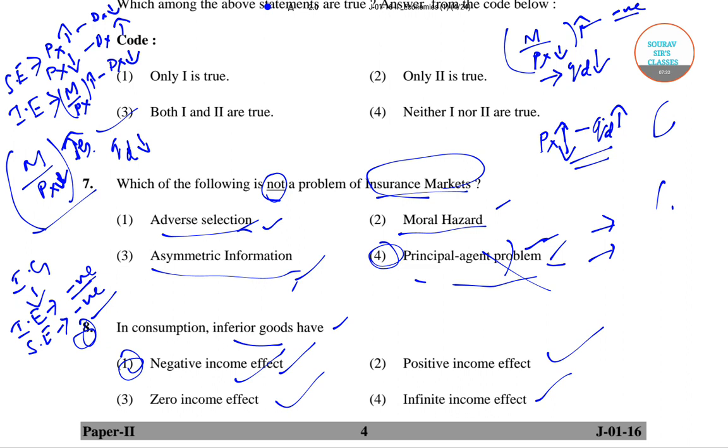However, the negative income effect of inferior goods may not be as powerful as the negative substitution effect. So in such cases, negative substitution effect would dominate the income effect. Accordingly, quantity demanded should increase with a fall in price and decrease with a rise in price even when the commodity happens to be inferior. So we need not be bothered about all these things. We just need to know that in consumption, inferior goods have both negative income effect and negative substitution effect. So option 1 is the right answer for question number 8.